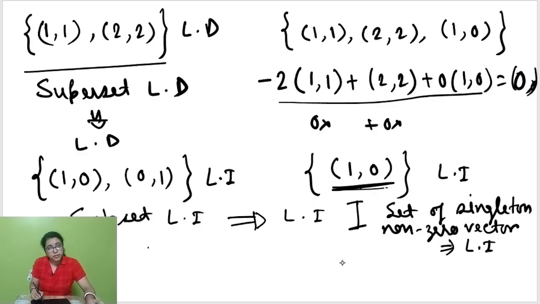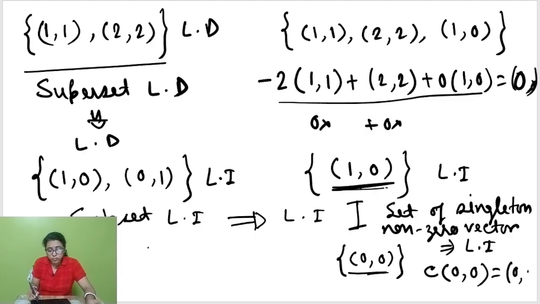Now let us consider the last example. If we take the null vector with any set, then that set will always be a linearly dependent set because for the null vector we can always get a non-zero scalar for which the combination will be 0. So with the null vector you can give a non-zero scalar C for which this combination will be 0. So any set containing the null vector will always be linearly dependent.